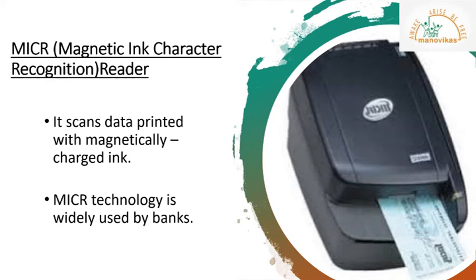MICR, that is Magnetic Ink Character Recognition Reader, is a device used to read characters printed in a special font using magnetic ink. Now, mostly this reader is used by banks to process checks. If you look at a check, the bottom line wherein you can see the check number or the branch code is printed by using this special kind of ink. It helps prevent forgeries, and it also simplifies the process of clearance of checks. This technology is mostly used by banks.